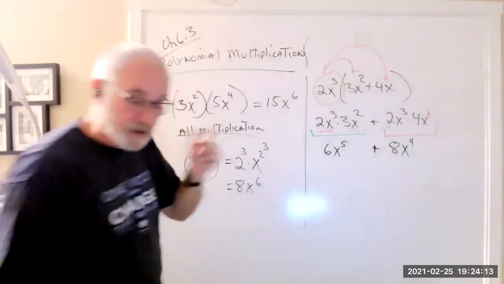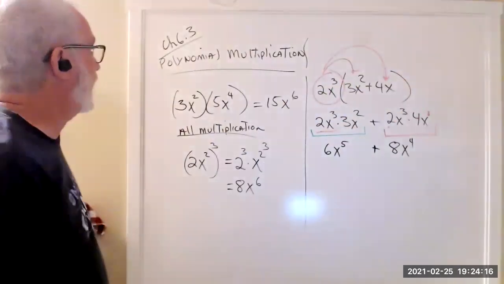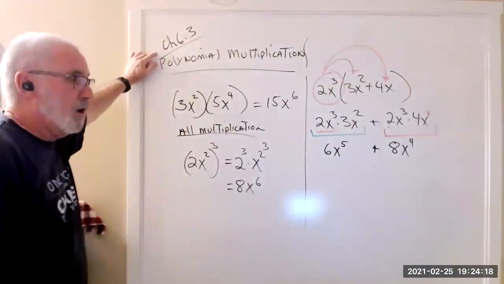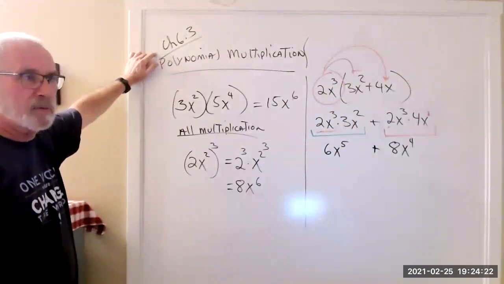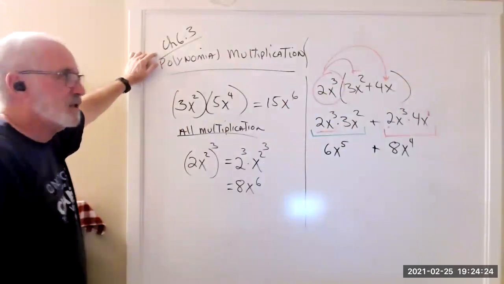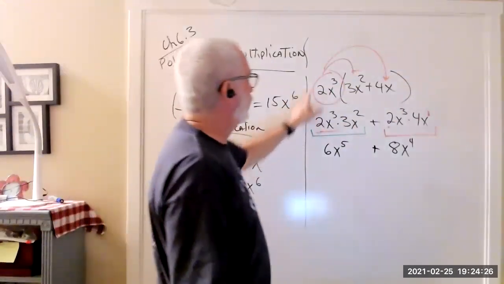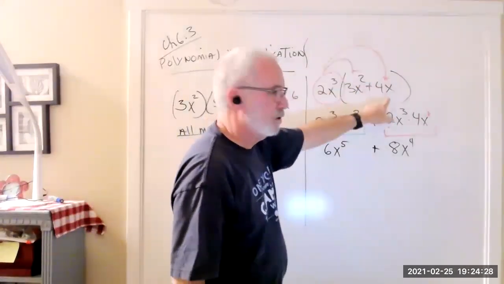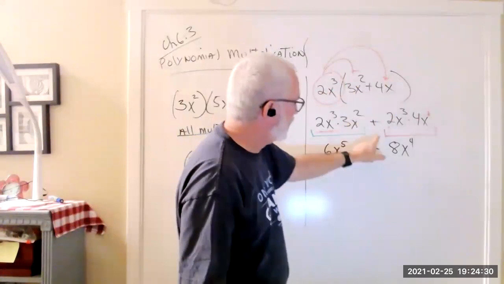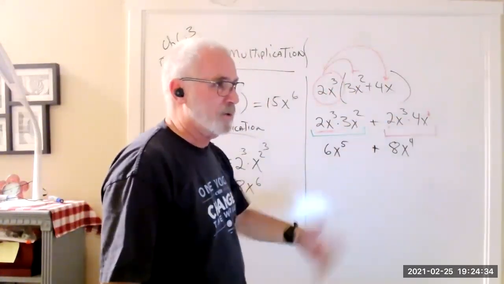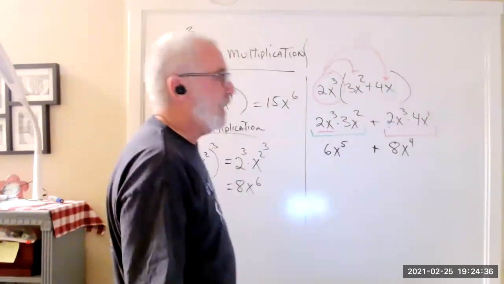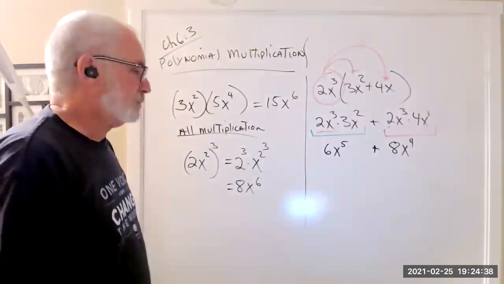Essentially, that's all that's going to happen in section 6.3. All I'm going to do is start giving you uglier and uglier problems. But that's basically what we're going to do. We're going to distribute, and then each piece we're going to try and clean up with our rules of exponents. Distribute, rules of exponents. And here's the kicker.